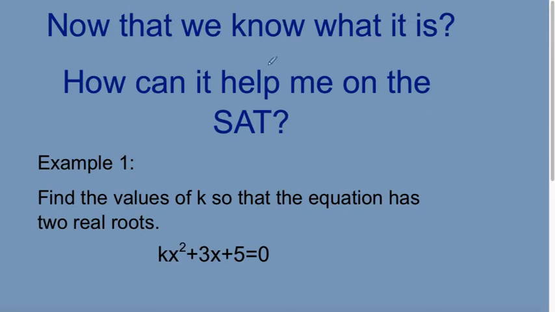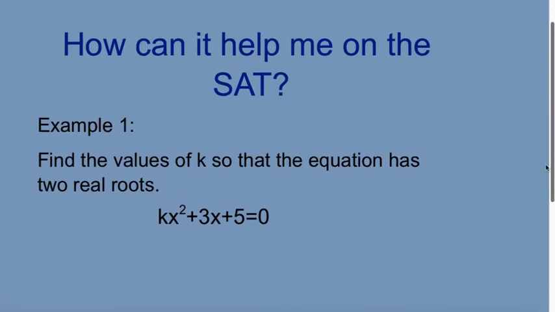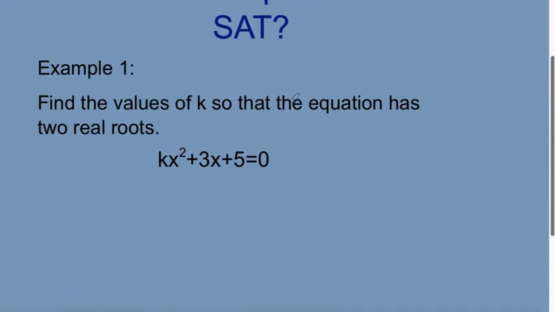All right, so now that we know what it is, how can it help me on the SAT? So here's an example. Find the values of k so that the equation has two real roots. Okay, so as soon as I start talking about roots of an equation, you might need to consider the discriminant. So again, let's talk about that. So if I know that I'm looking for a value of k so that it has two real roots, I'm going to use the concept that the discriminant, b squared minus 4ac, is greater than 0.